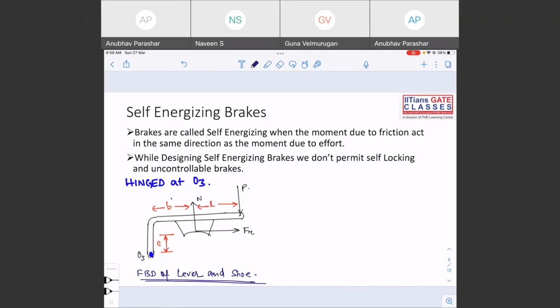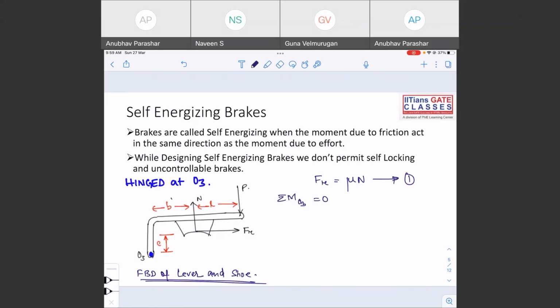Okay. So if I take moment about, now all of us know one thing: what will be the frictional force? The frictional force is equal to mu into N, right? Now, if I take summation of moment about point O3, it should be 0. Why should the summation of moment about point O3 be 0? Because the lever is at equilibrium, right?